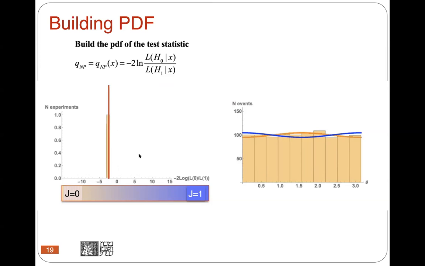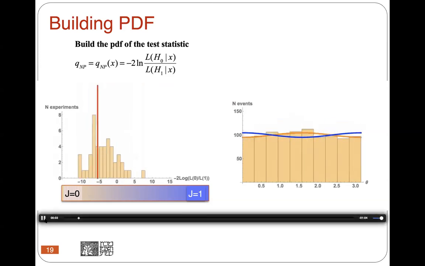Now I simply start to simulate another LHC experiment and another LHC experiment, and every time I get a different number with each LHC experiment. Now, if my Q is very, very low, very negative, it means that I'm in J equals zero, the spin is zero. Because what does it mean? That the data is actually more compatible with the spin zero. If my Q is very, very high, then it means that I'm in spin one.